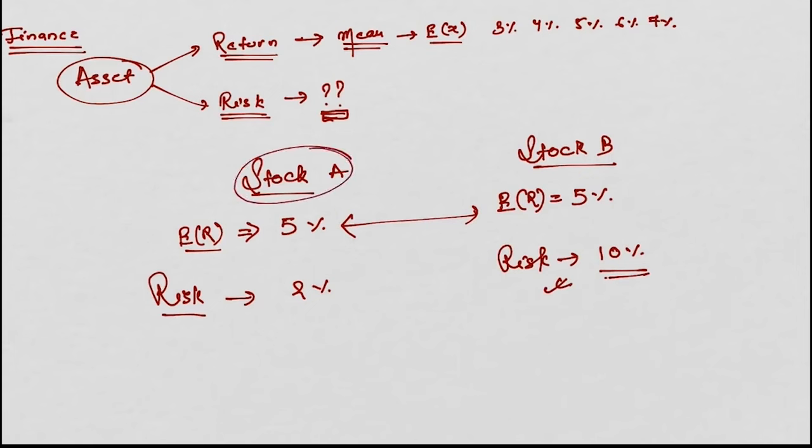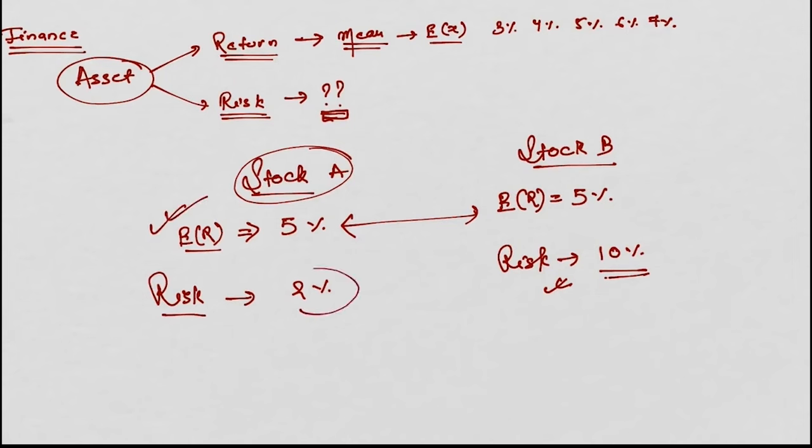Why? Because stock A may return 5%, but the risk is lower. Between stock A and stock B there is no comparison in terms of expected return, in terms of mean return. What return you will get, there is no difference in that. The difference is in the risk. In stock A you get the same return with less risk. So people will invest in stock A.